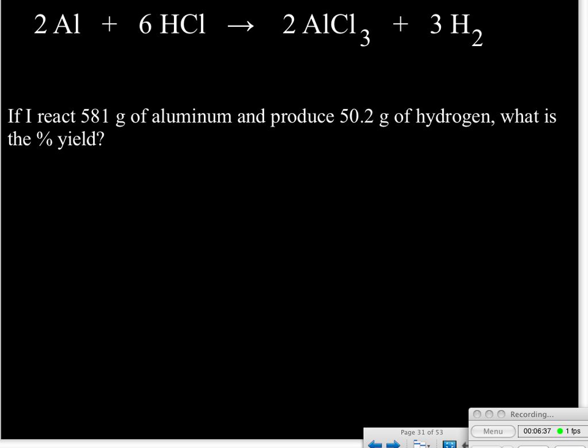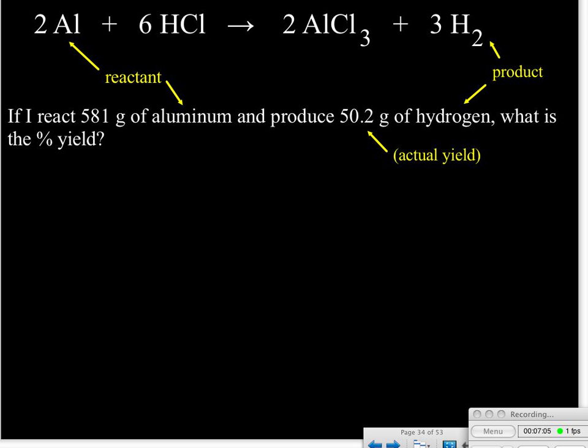And so the first step that we've got to do here is identify which of these numbers goes along with our reactant, which one goes along with our product. So we look and say, well, aluminum, that's over on the left-hand side, that's our reactant. The hydrogen's on the right-hand side, that's our product. So that number that goes along with our product in this case is telling us what this process actually yielded. We actually got 50.2 grams of hydrogen when we reacted the 581 grams of aluminum.